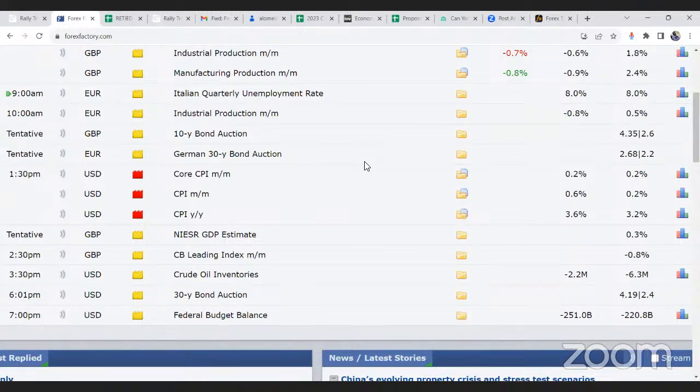I want you to understand that fundamental analysis is one of the quickest ways you can make profit, without a lot of stress, without really racking your head and racking your brain.